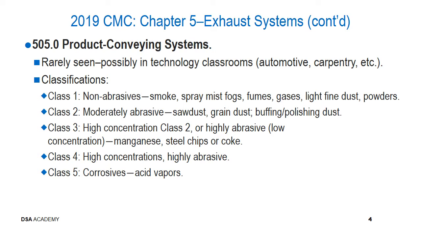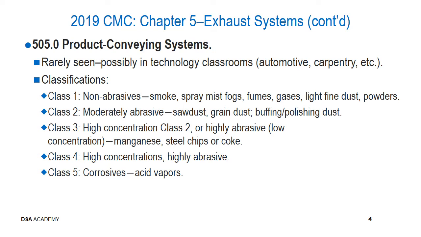These particular product conveying systems are classified into 5 separate classes, and they are Class 1, which includes non-abrasives being conveyed, such as smoke, spray mist fogs, fumes, some gases, and light fine dust or powders. Class 2 is considered moderately abrasive, and these would be products such as sawdust, grain dust, buffing or polishing dust, etc.